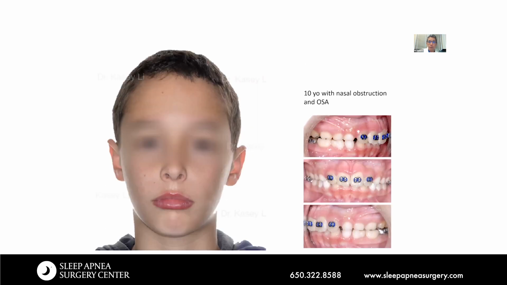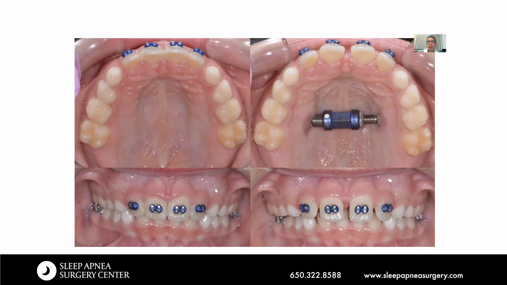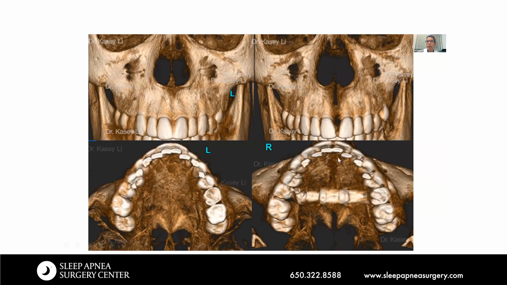I've been doing this for almost 4 years. It's not limited to people that have had a prior RPE. These are patients from all walks. They come in with nasal obstruction and sleep apnea. You can see that a little bit of diastema is created, but it's not huge. The palate has been widened. You can see the expansion pattern, all skeletal.